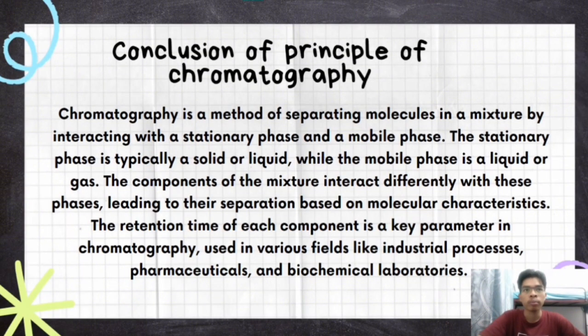For the conclusion on the principle of chromatography: chromatography is a method of separating molecules in a mixture by interacting with a stationary phase and a mobile phase. The stationary phase is typically a solid or liquid, while the mobile phase is a liquid or gas. The components of the mixture interact differently with these phases, leading to their separation based on molecular characteristics. The retention time of each component is a key parameter in chromatography, used in various fields like industrial processes, pharmaceuticals, and biochemical laboratories.